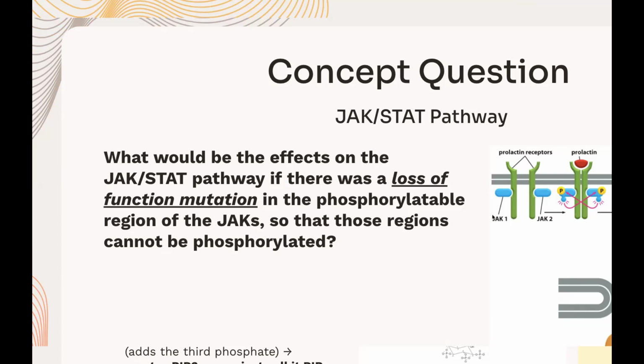Exactly. So the whole pathway would be stopped, right? Because if these can't be phosphorylated, they can't cross phosphorylate each other, then they can't phosphorylate the receptor. STAT can't bind, STAT can't be phosphorylated, and STAT can't form the dimer. So it stops it right here. In between switching these two steps, you can't get the phosphate. Does that make sense?